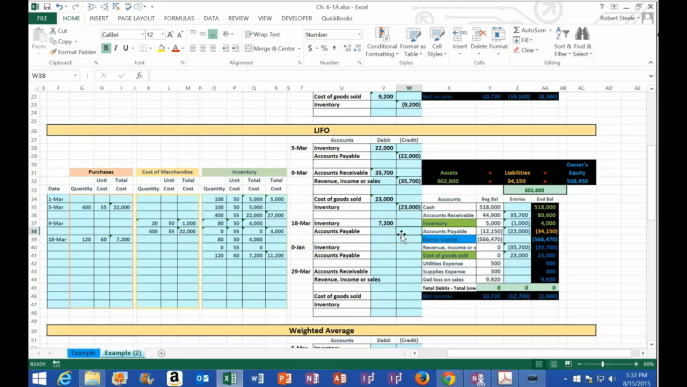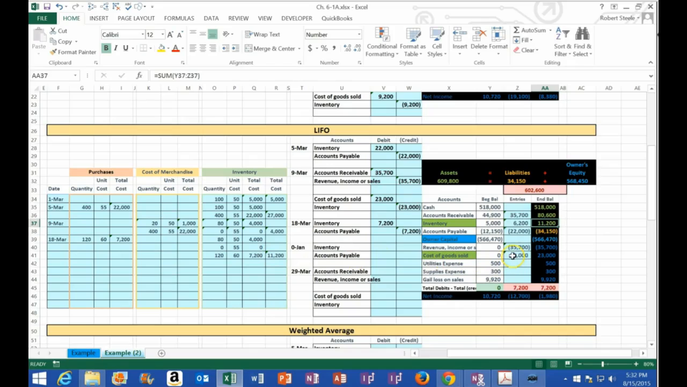So we're going to debit inventory, and we're going to credit accounts payable. I'm assuming we purchased it on account. So I'm going to go ahead and post that. I'm going to double click on Z37, go to the end of it, and plus, then point to the inventory, and that should bring inventory up. So it brings inventory up to the 11,2, which is there.